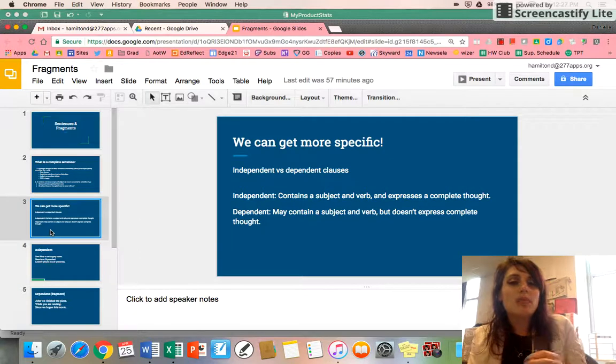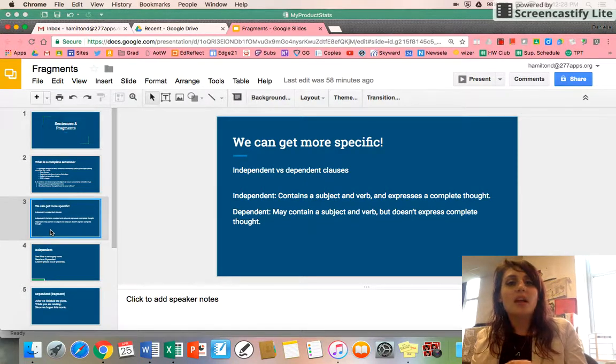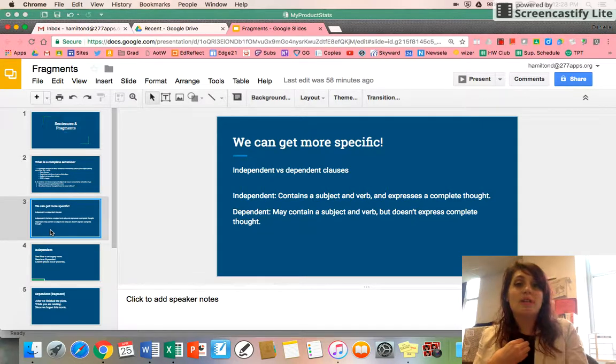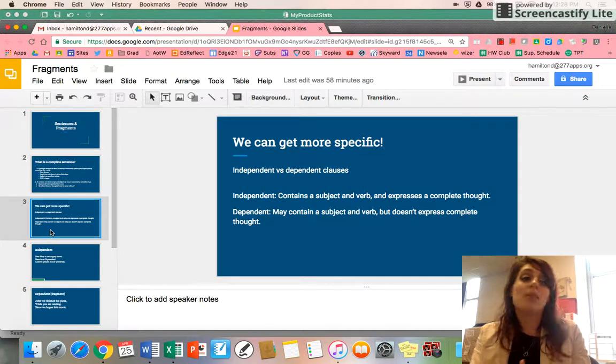So we can even get a little bit more specific than this by breaking it down into clauses, and there are two types of clauses, independent and dependent. Independent, I already know, means it can stand on its own. It doesn't need anything else. So an independent clause contains a subject and a verb and expresses a complete thought. So an independent clause is one sentence that can stand on its own. Dependent means you rely upon something else. So a dependent clause may contain a subject and a verb, but it doesn't express a complete thought. It needs something. So if I am financially independent, I can stand on my own. If I am financially dependent, then that means I need someone else's help.